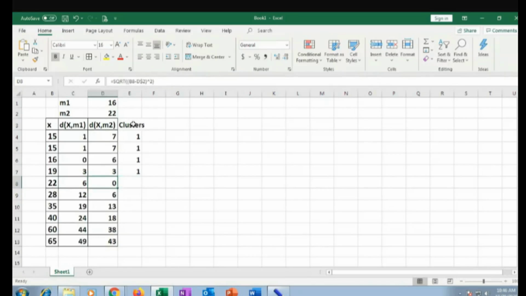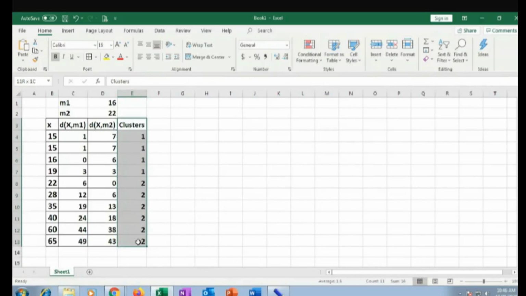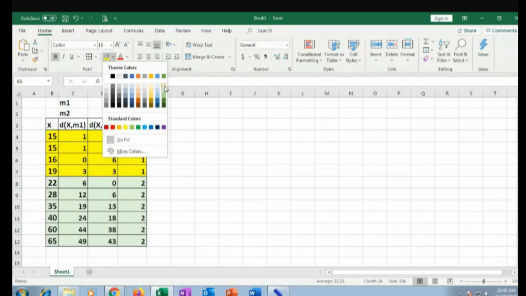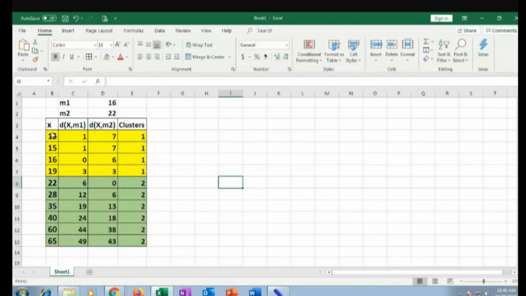6 and 0, this 0 is minimum, so it will be 2. 12 and 6, 6 is minimum, it will be 2. 19 and 13, so this is 2. 24 and 18, this will be 2. 44, 38, second cluster, 2, and 49, 43, this will be 2. Got it? So now you have this particular cluster assignment. Cluster 1 will have these many points, so I'll highlight with yellow, and cluster 2 I'll highlight with green. So this is my cluster 1 points, and these are my cluster 2 points.